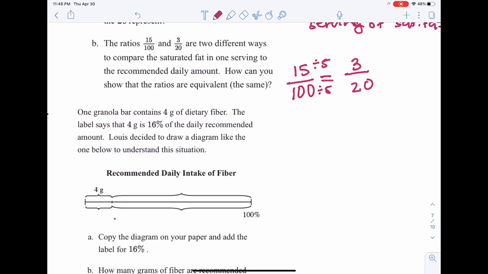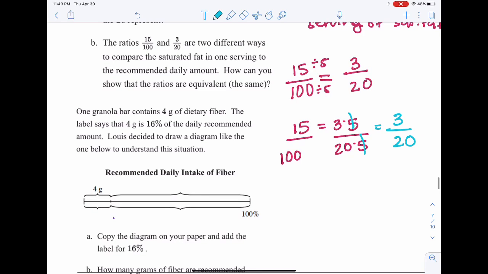Another way I could have shown it is by finding ones. I could have factored 15. Sorry, let me go ahead and slow that down. I could factor 15 as 3 times 5. 100 is the same thing as 20 times 5. And remember, this 5 and this 5 become ones. So this is the same thing as 3 times 1, which is 3, and 20 times 1, which is 20. So I just showed that 15 over 100 is the same thing as 3 over 20.